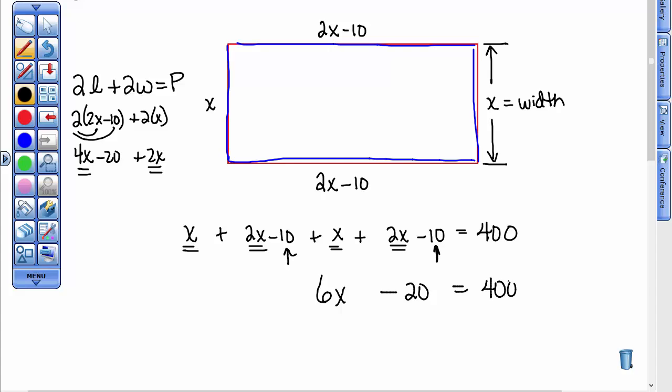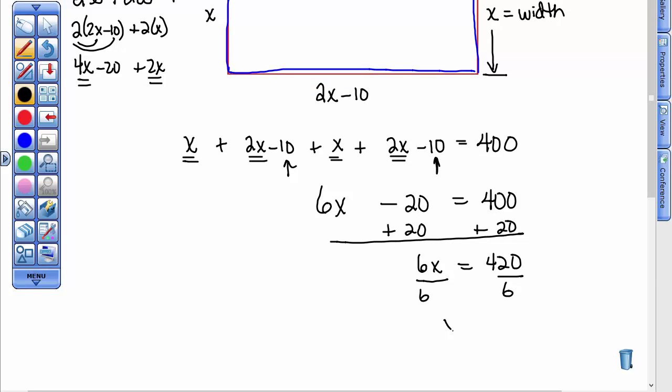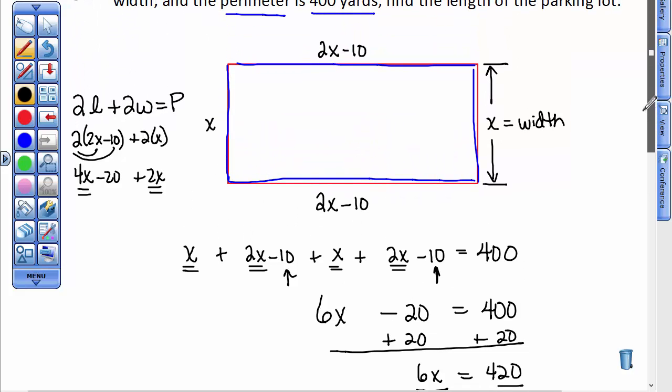And then finally now, I'm going to add 20 to both sides. Remember, I'm trying to solve for x. So I'll have 6x equals 420. When I divide by 6, I'll find that the width is 420 divided by 6 is 70 feet. Let's go back to my picture now. So x is equal to 70 feet.